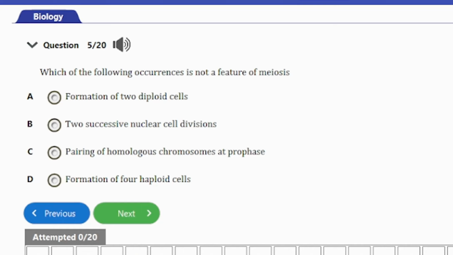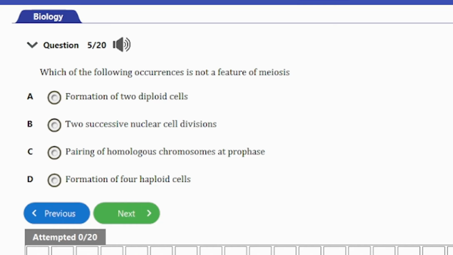So the next question here is question number 5. It says, which of the following occurrences is not a feature of meiosis? A. Formation of two diploid cells. B. Two successive nuclear cell divisions. C. Pairing of homologous chromosomes at prophase. And D. Formation of 4 haploid cells. So guys, the answer to this question is option A. Formation of 2 diploid cells.